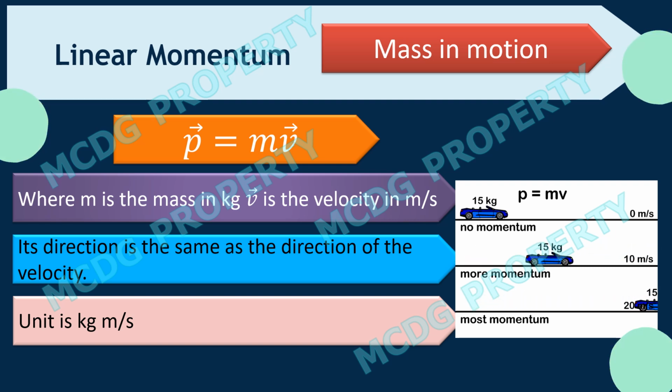In this animated GIF, you can see how momentum varies with velocity. The faster the moving object, the more momentum it will have.